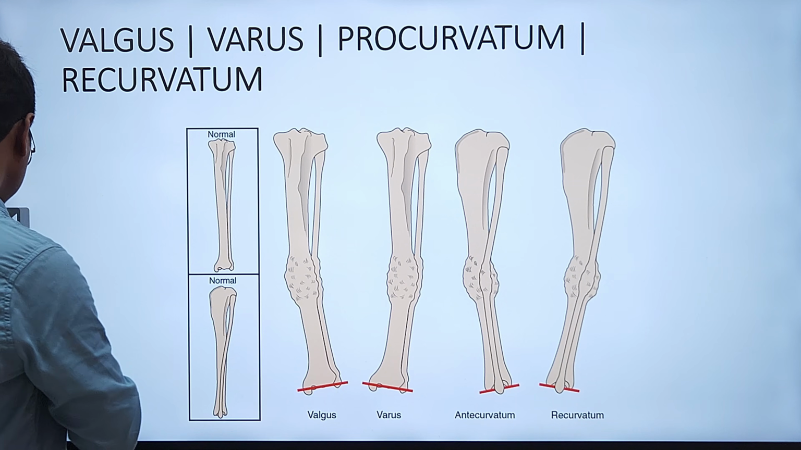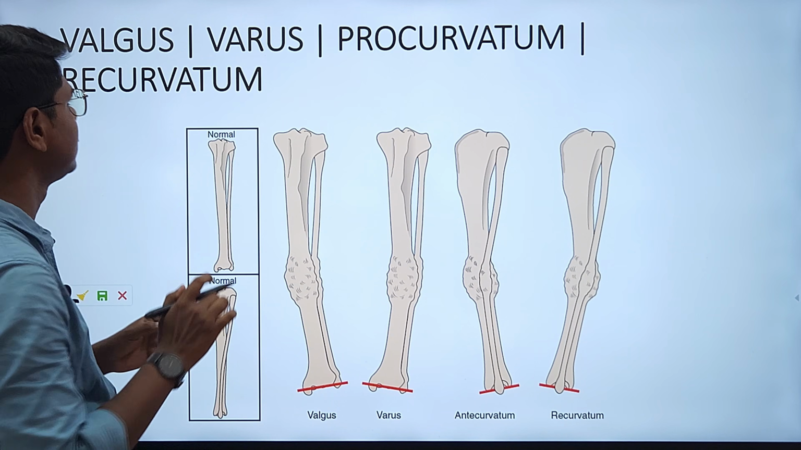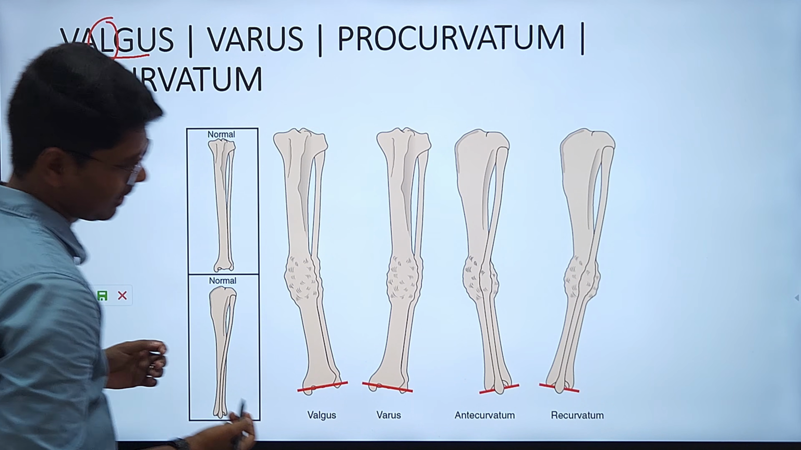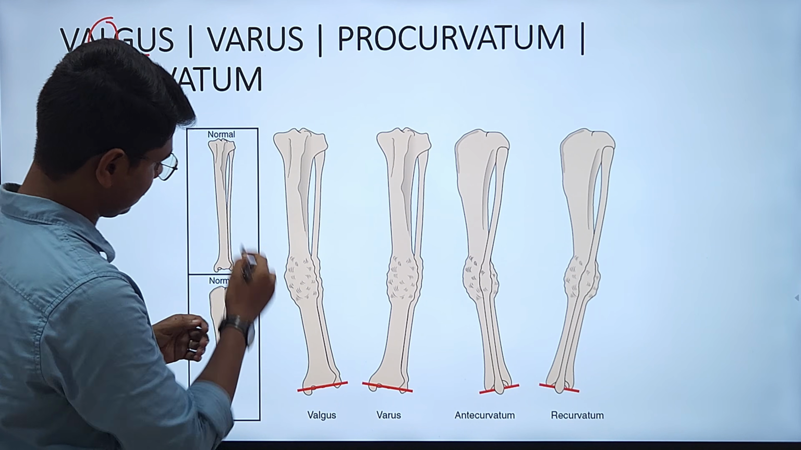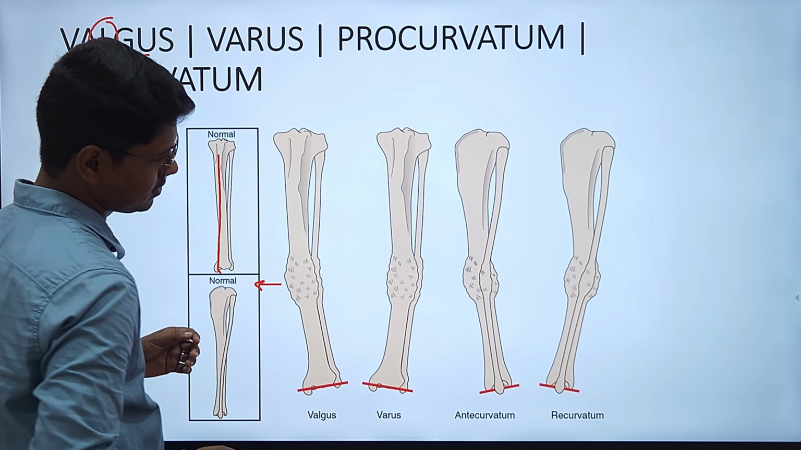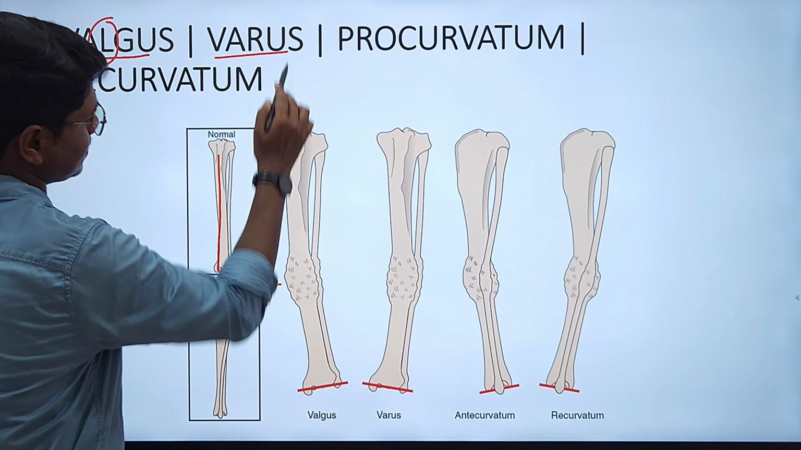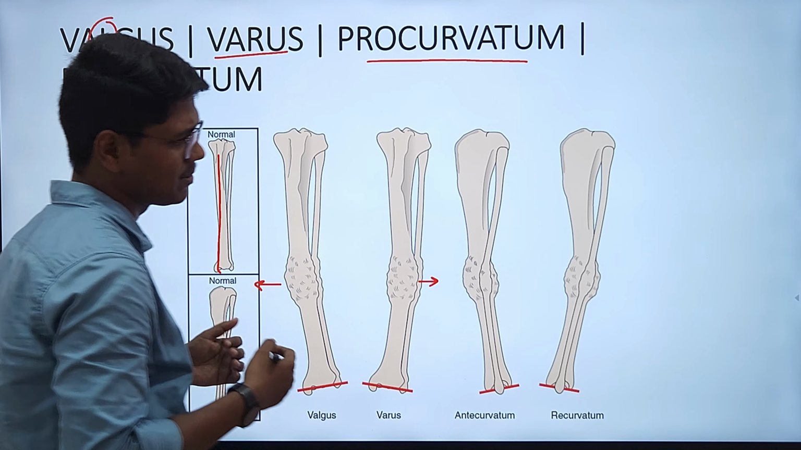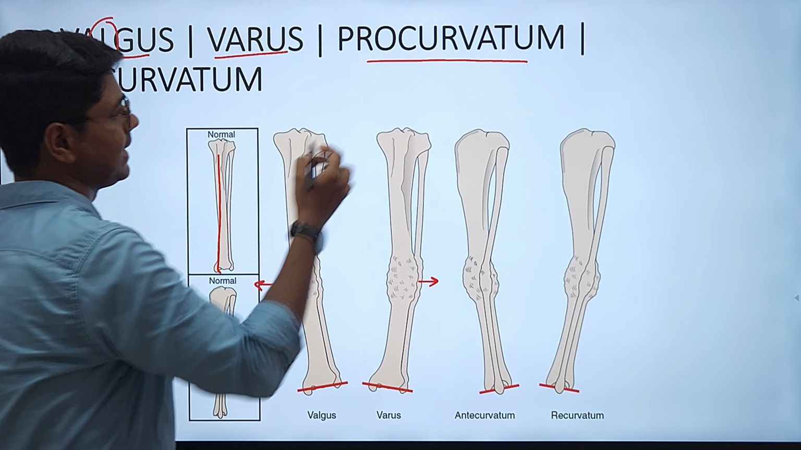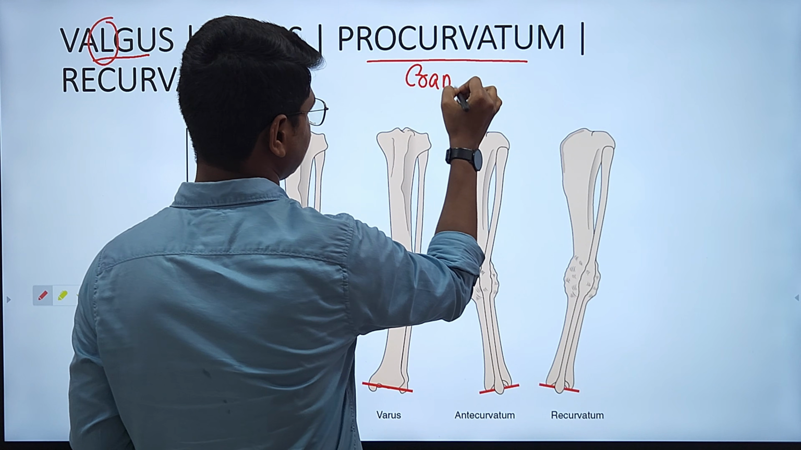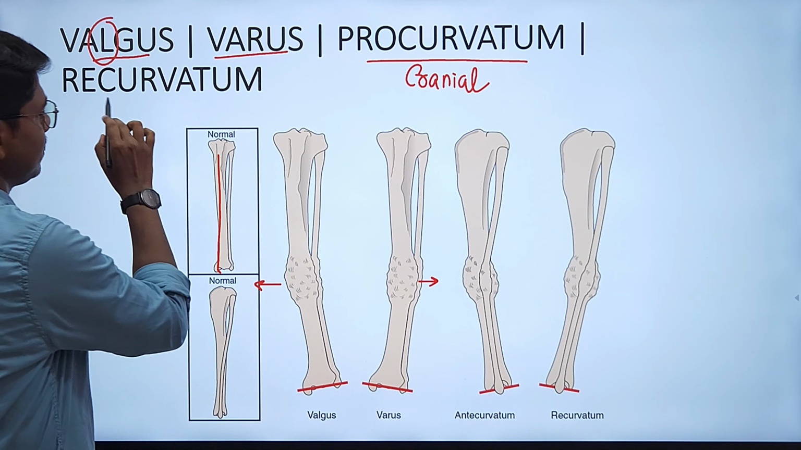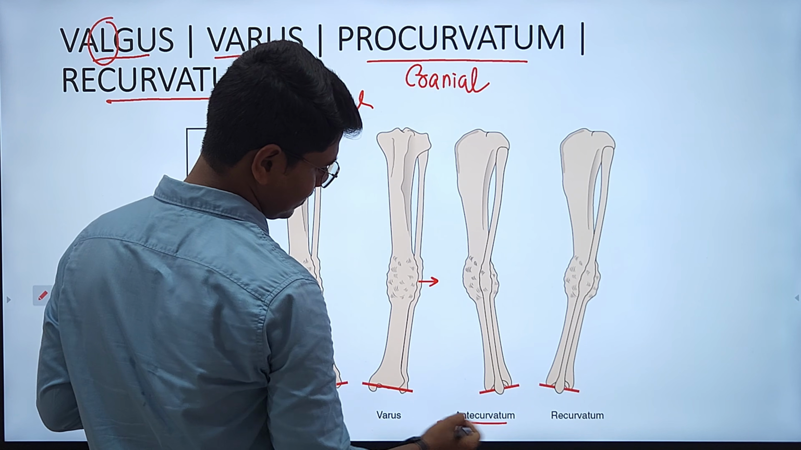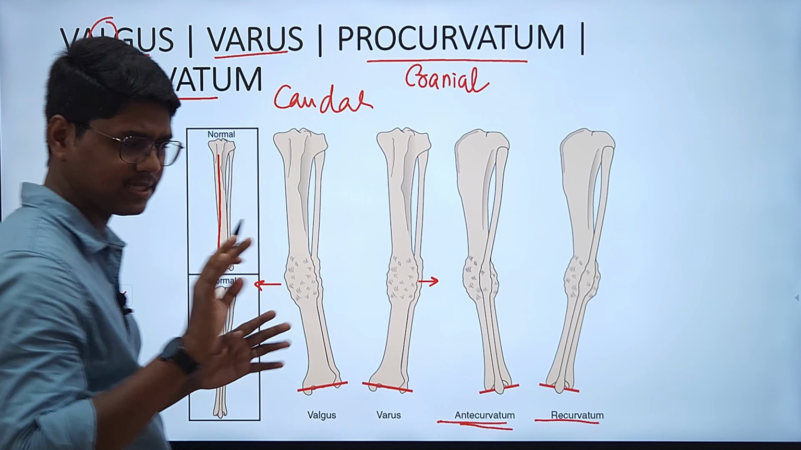Next, these are the deviations or deformities. Valgus deformity, valgus with one L, that is lateral. This is the bone, and lateral deviation is known as valgus. Varus is the medial deviation, just the opposite. Procurvatum, or sometimes called anticurvatum, means cranial deviation. Recurvatum is the opposite, caudal. Anti or pro, they are the same.